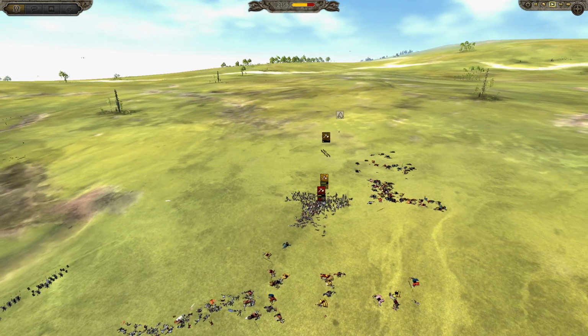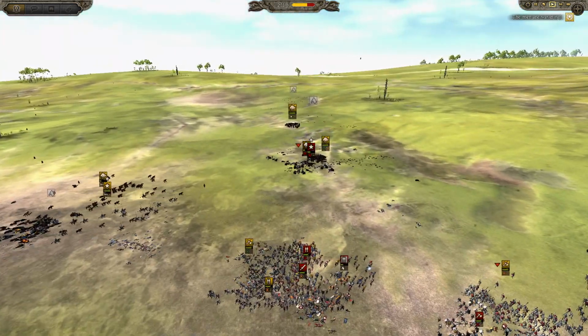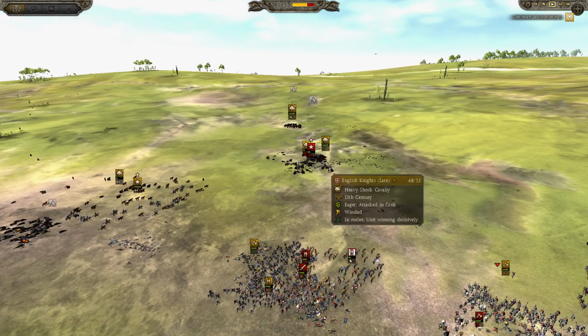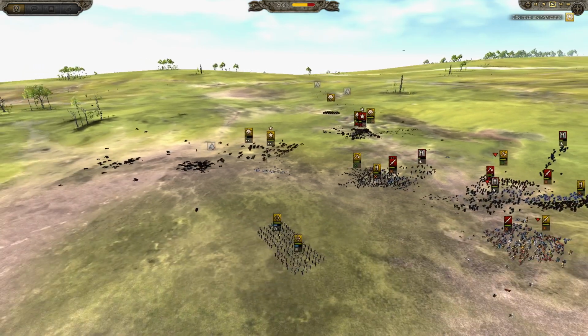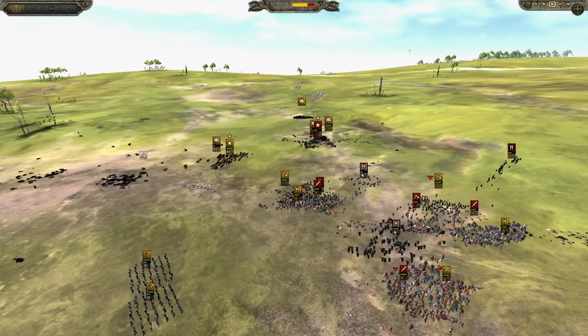We have a lot of units here that are wavering a little bit. Trying to get them back in the fight. Our cavalry unit here is lining up. We're going to get cavalry charges in to their general. Our bowmen now are trying to continue to rout this unit.